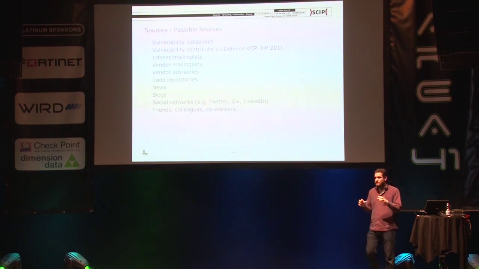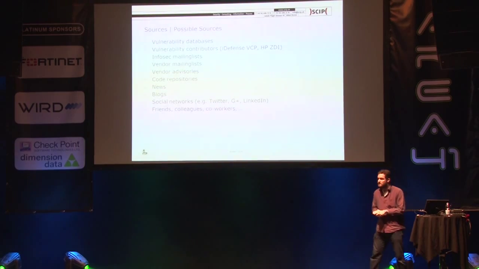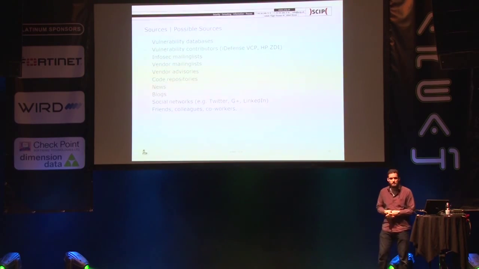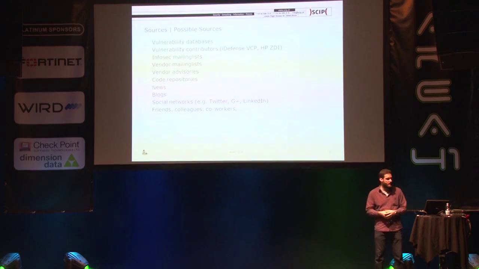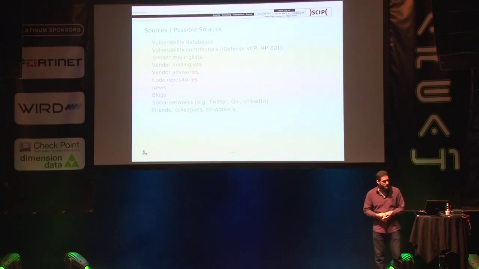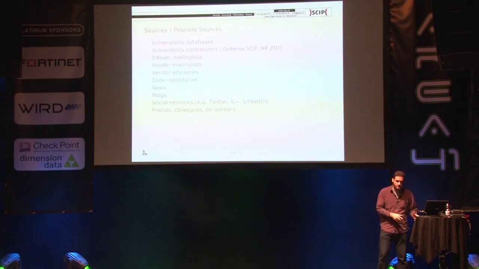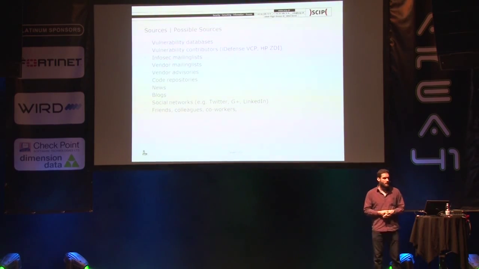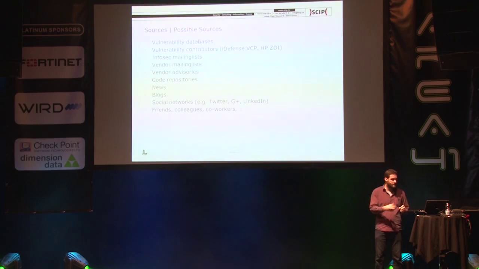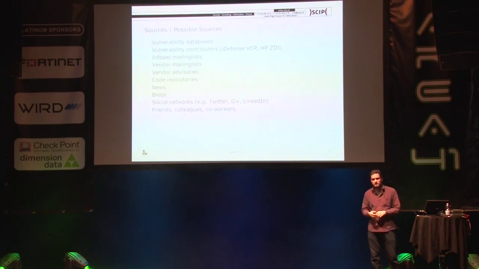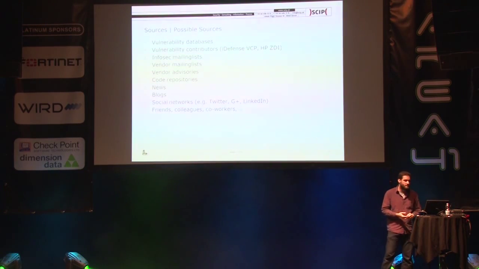So where do you get information about vulnerabilities? I think that's nothing really new. You have vulnerability databases. You have contributors like CDI. You have a lot of mailing lists, InfoSec mailing lists like BugTraq and Full Disclosure, or you have advisory vendor mailing lists, which might also include vendor advisories.